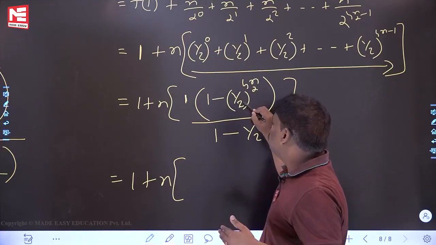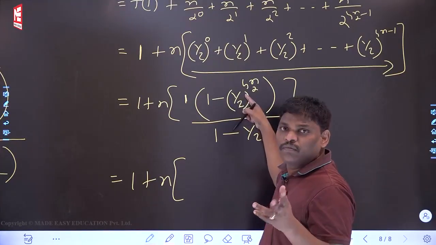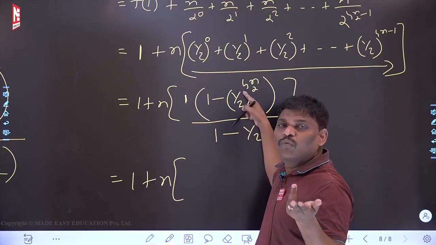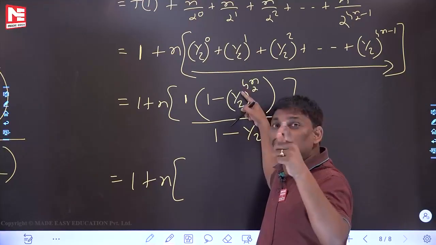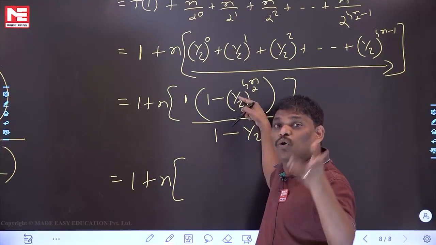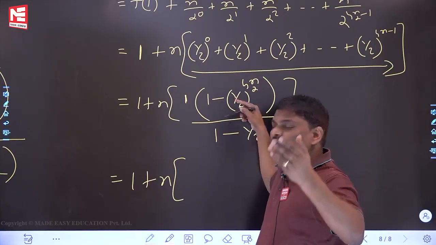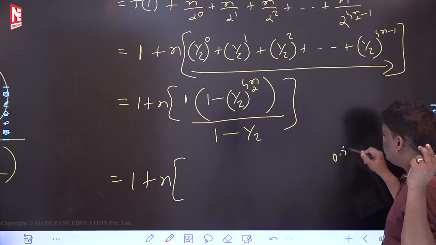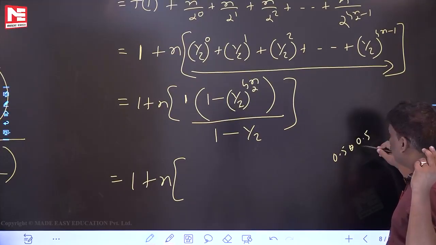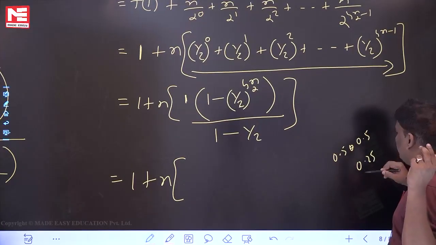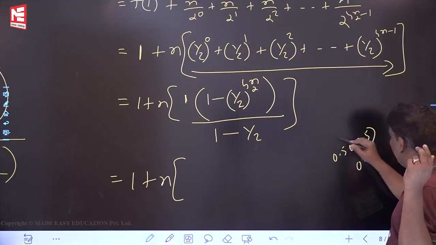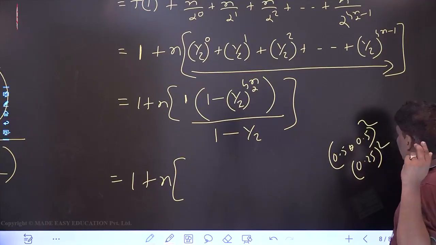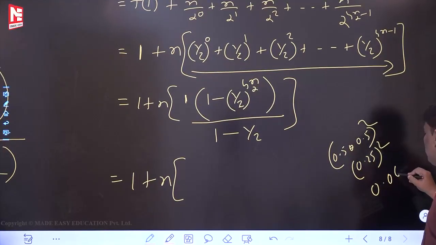What is 1 by 2? 1 by 2 is 0.5. What is 0.5 whole square? 0.25. If I do once again whole square, what is the answer? 0.0625. What is the meaning?